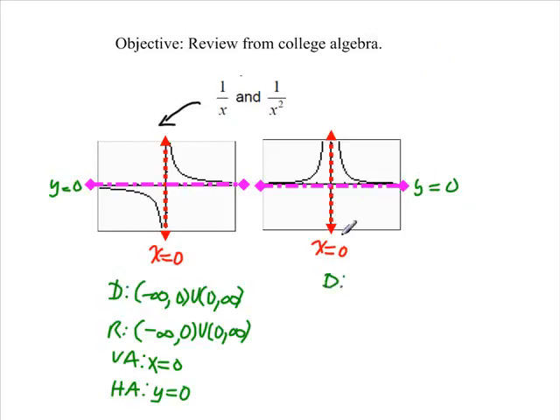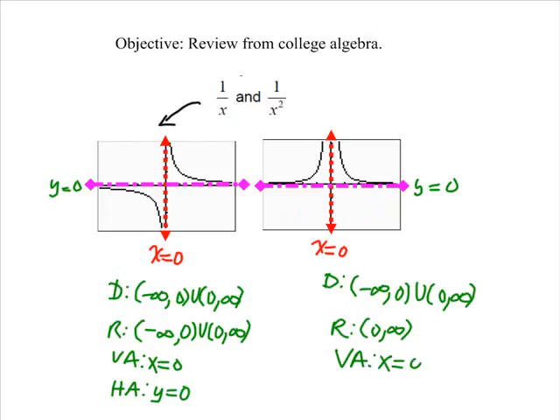So we had a domain very similar to the first function, that is from negative infinity to 0 union 0 to infinity. Now our range is different because we don't have any part of the graph extending below the x-axis, it's just above, so it is from 0 to infinity. Again, stating the vertical asymptote was x equals 0 and our horizontal asymptote is y equals 0.